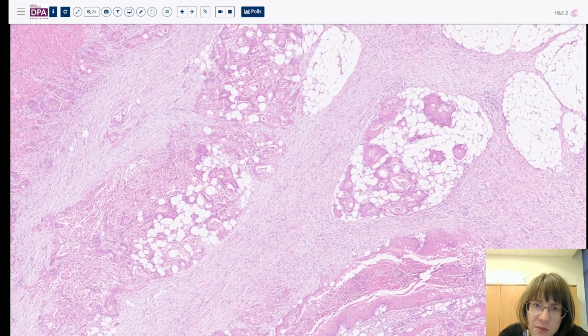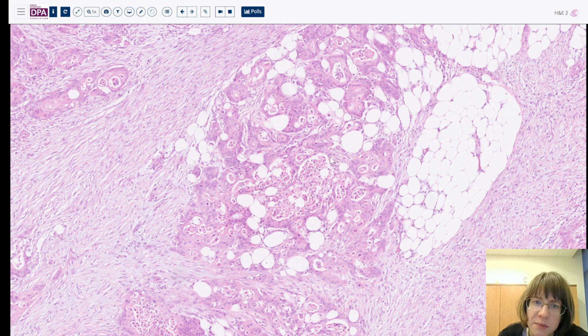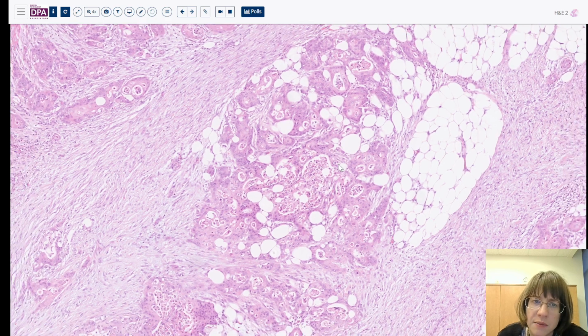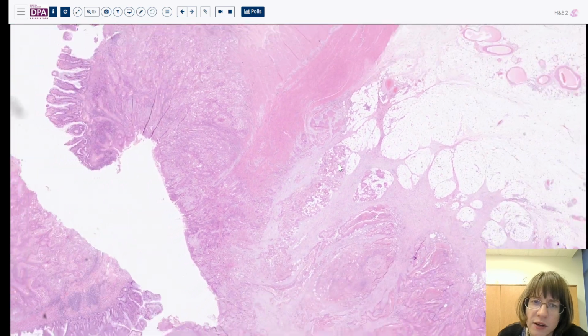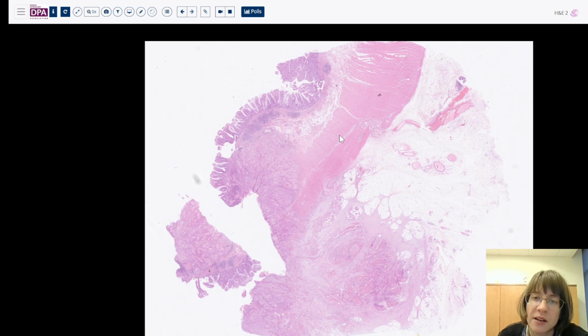So again, this part looks mostly squamous. We have potentially some glands admixed with the squamous component over here. So again, this is a rare variant of colon carcinoma called adenosquamous carcinoma, important to recognize due to its worse prognosis.